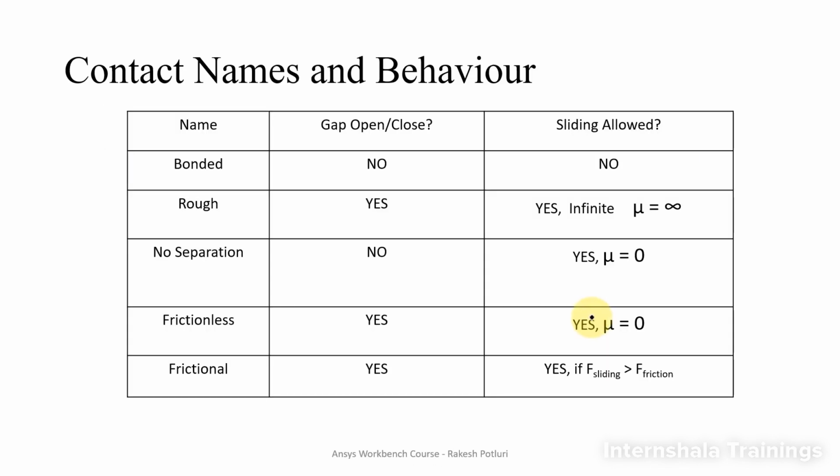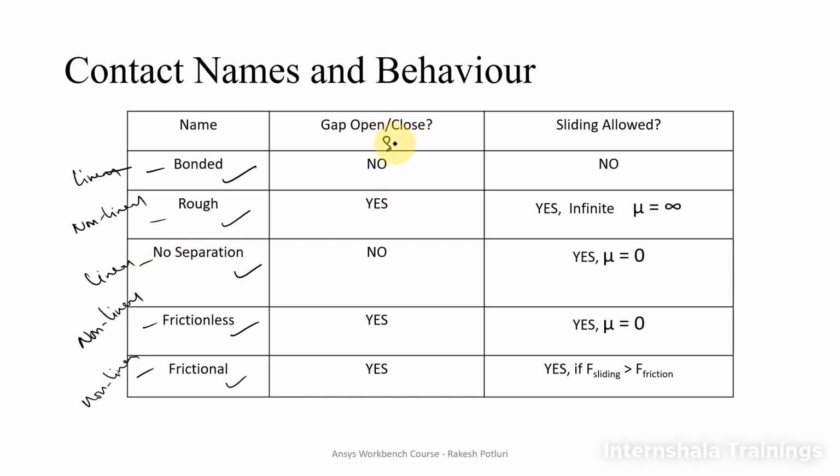Finally, to summarize the contacts and their behavior, we have bonded contact, rough contact, no separation contact, frictional contact, and frictionless contact. Here, this is a linear contact. This is a nonlinear one. This is also nonlinear, this is also nonlinear, and this is a linear type of contact.